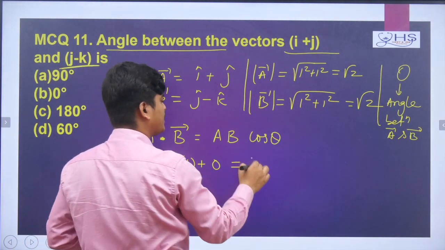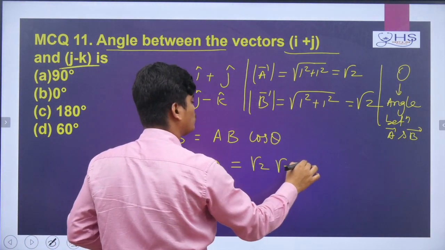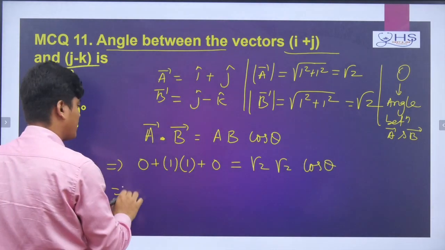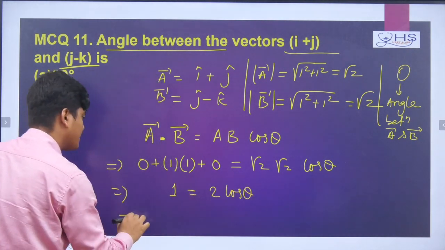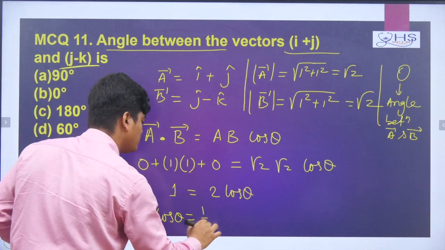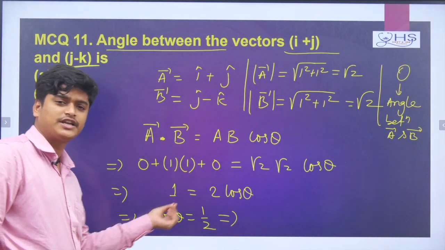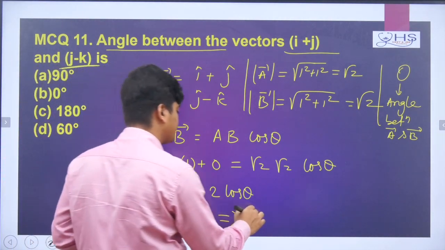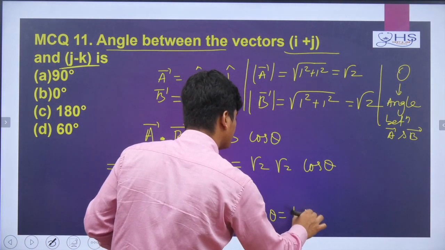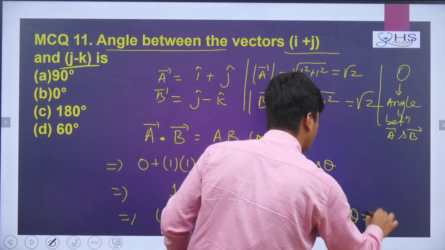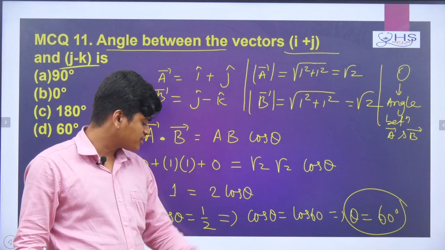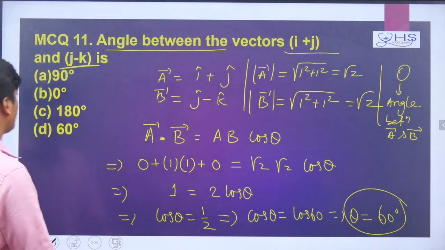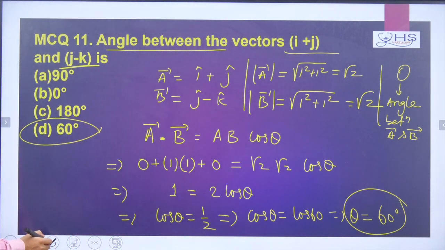Now the A vector magnitude I have written is root 2, the B vector magnitude is root 2, then cos theta. Okay, now see, this total will be 1 equals 2 cos theta, so definitely I get cos theta equal to 1 by 2. For which value of theta does cos theta become 1 by 2? For theta equal to 60 degrees. So you can write cos theta equals cos 60, which implies theta is 60 degrees. Remember cos 30 is root 3 by 2, and cos 60 is 1 by 2. So your answer will be 60 degrees, option D. So your correct answer is option D.